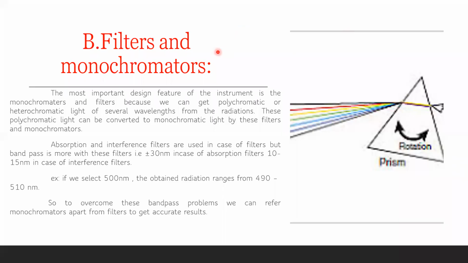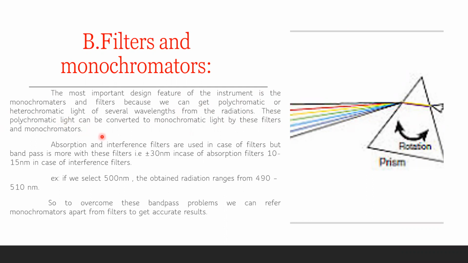Coming to the second component of the instrument, that is filters and monochromators. These filters and monochromators are the most important design feature of the instrument, because when we are passing a radiation through the sample, we can get polychromatic or heterochromatic light of several wavelengths from the radiation. So this polychromatic light can be converted to monochromatic light by these filters and monochromators.